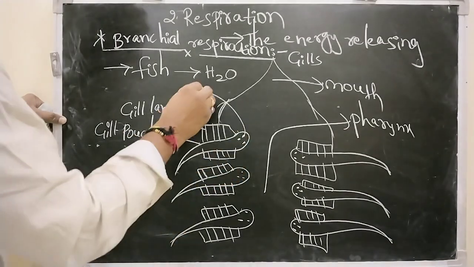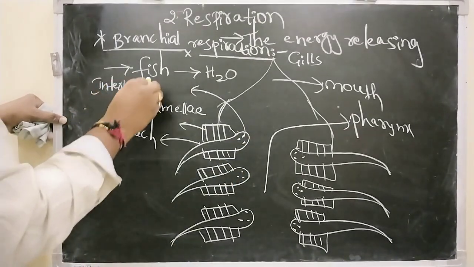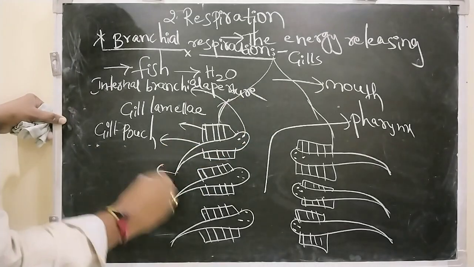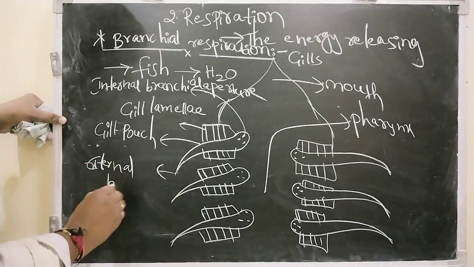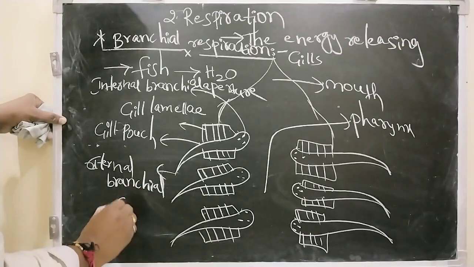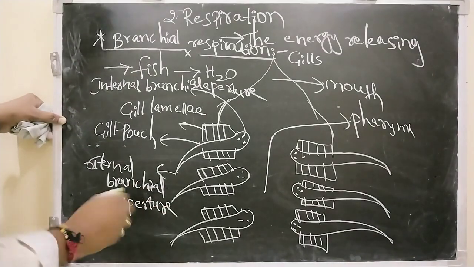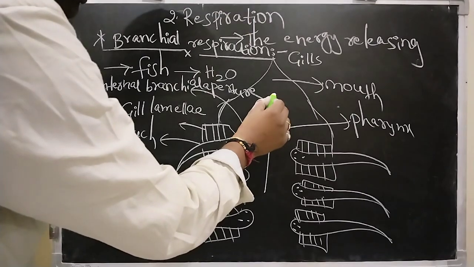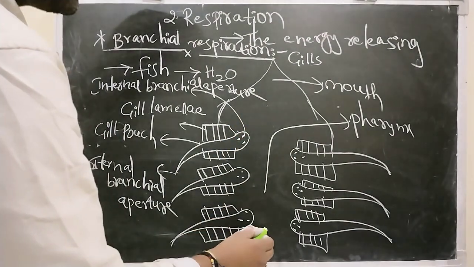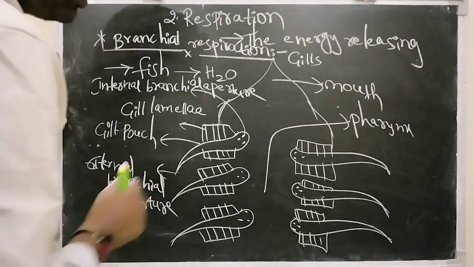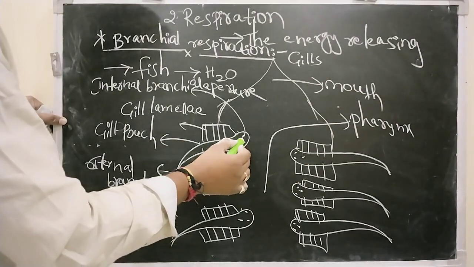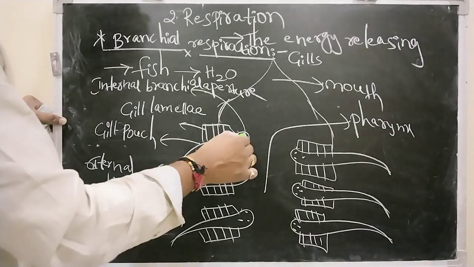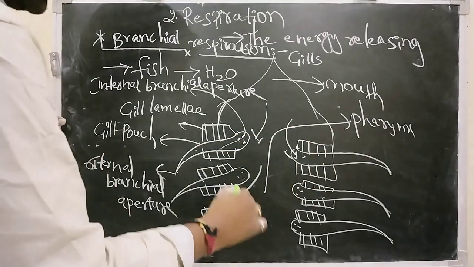Next one, these are called internal branchial apertures, and this is the external branchial aperture. Right, so what is going to happen here is, first, when the fish opens its mouth, immediately the water enters into the mouth. Then from the buccal cavity, water jumps into the pharynx. So the pharynx portion consists of pouches called gill pouches. These gill pouches consist of internal branchial apertures. So the water enters into the gill pouches through the internal branchial apertures, like this.